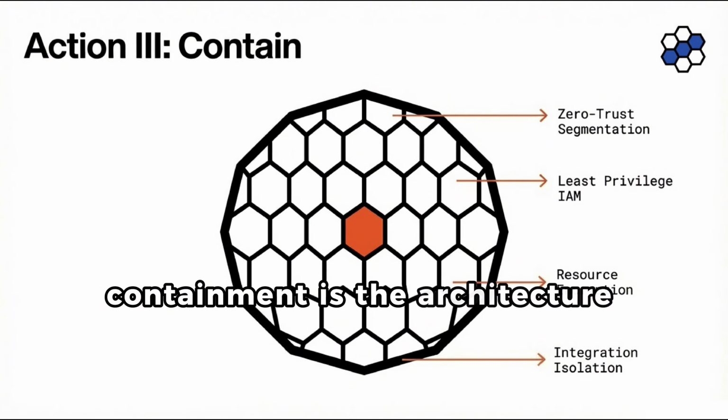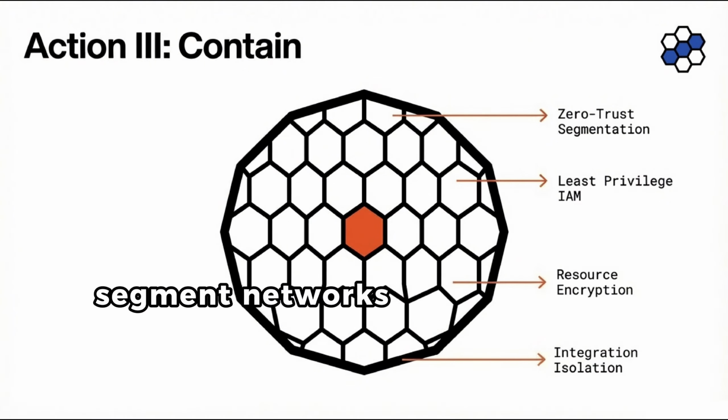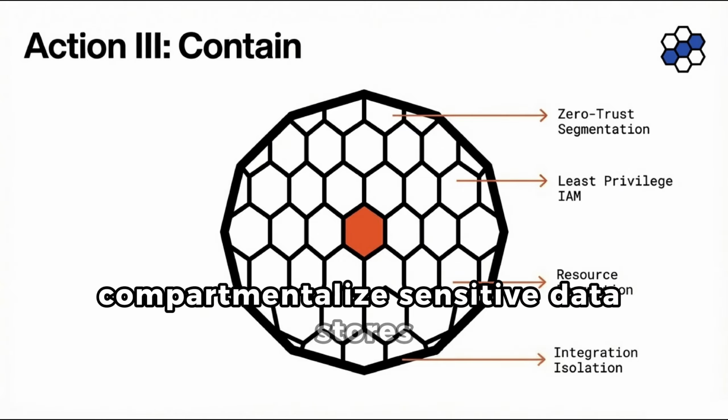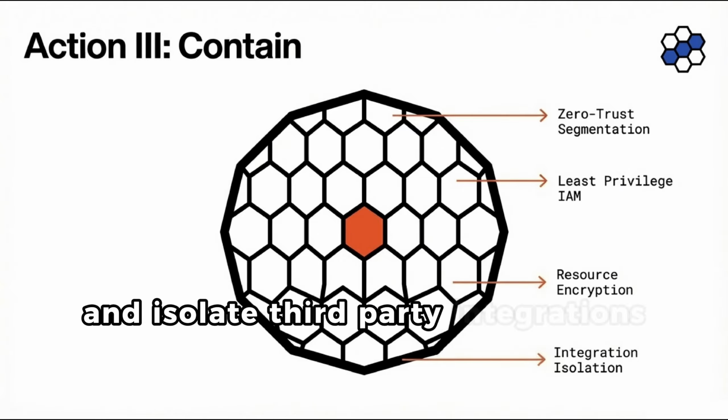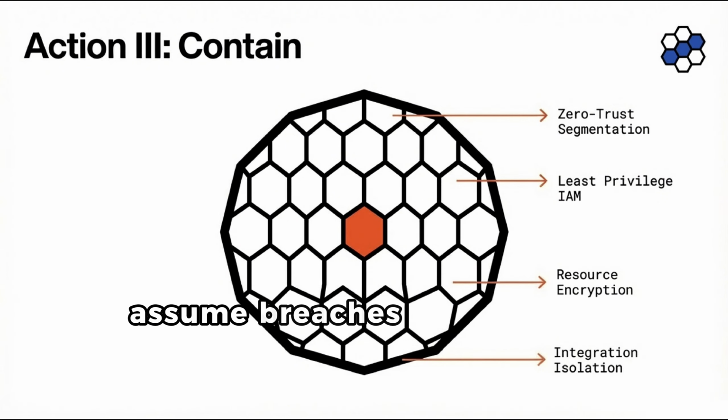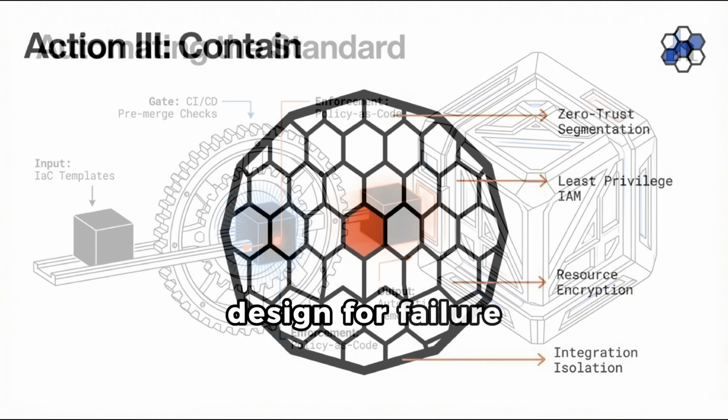Containment is the architecture piece. Segment networks so a breach of one service doesn't let an attacker walk into everything. Enforce least privilege IAM and deny by default policies. Compartmentalize sensitive data stores and isolate third-party integrations into separate accounts or networks. Assume breaches will happen, design for failure.